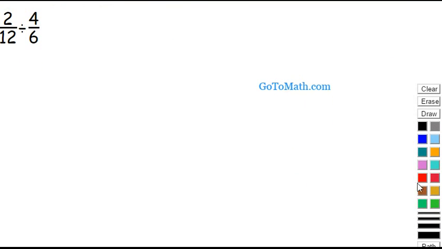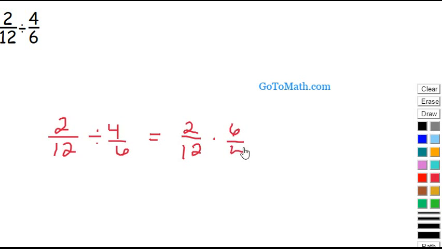So let's just go ahead and rewrite this. I'm just in a colorful mood today. Let's see, we have 2 over 12 divided by 4 over 6. So what we can do here is just rewrite this as 2 over 12 times, now we want to flip this guy, 6 over 4. Now as I can see here, we can really reduce this thing down before we actually start multiplying this thing together.